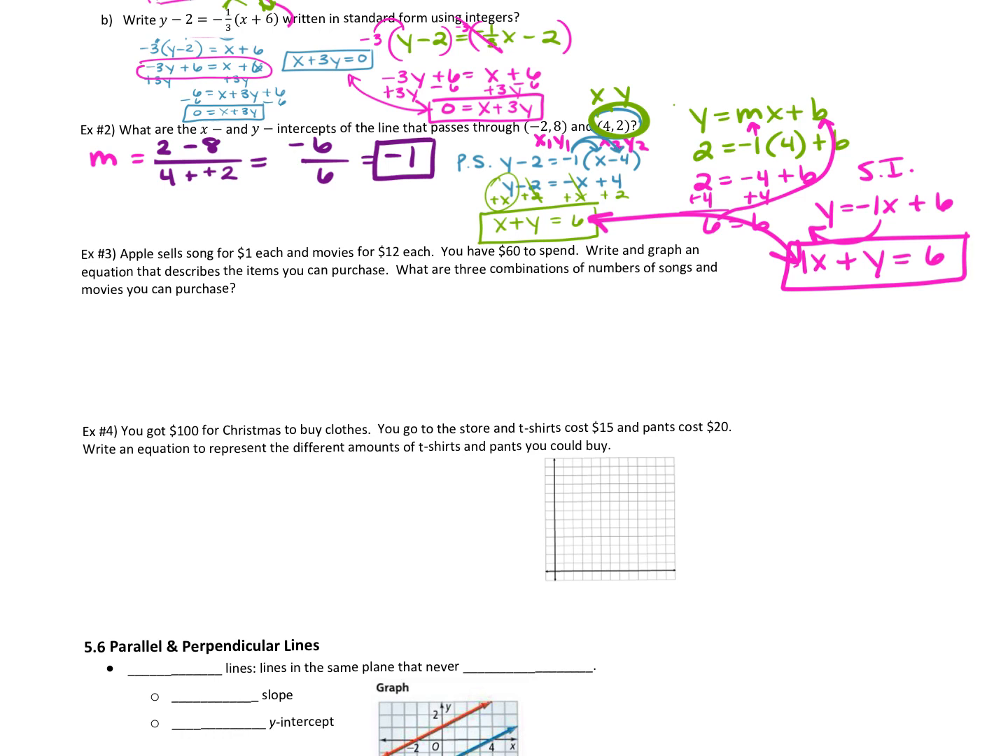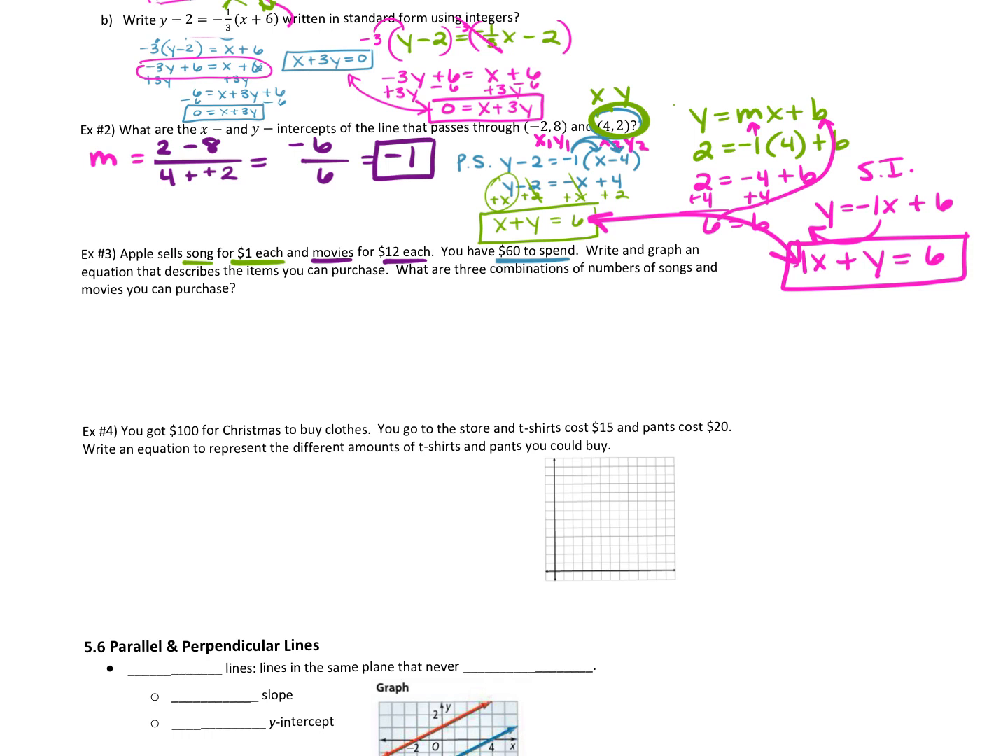Okay. Last thing is, how do we do this with a word problem? And I feel like this will come into play more in chapter 6. You'll see word problems more with this type of thing. But let's just introduce you to it. So example 3, it says Apple sells songs for $1 each and movies for $12 each. And you have $60 to spend. Write and graph an equation that describes the items you can purchase. What are 3 combinations of numbers of songs and movies that you could buy?